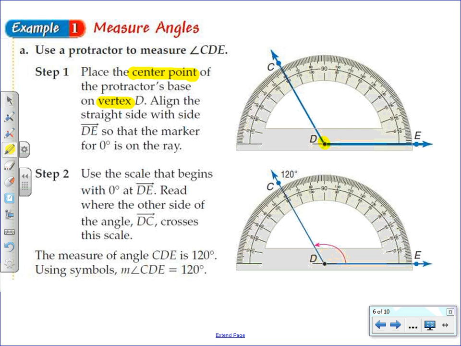and the vertex, okay? Then you align one of the rays, either ray, it does not matter which, with the bottom line on your protractor. Once you've done that, you look and see where 0 is. So if you're on this side, 0's over here and right here, and you're going to count up 10, 20, 30, 40, 50, 60, 70, 80, 90, 100, 110. This angle measures 120 degrees. All right?